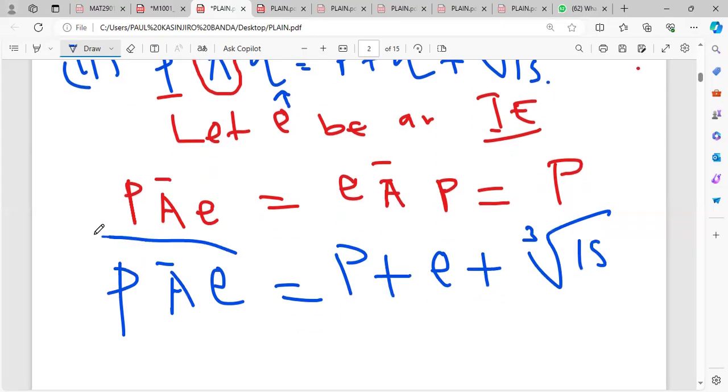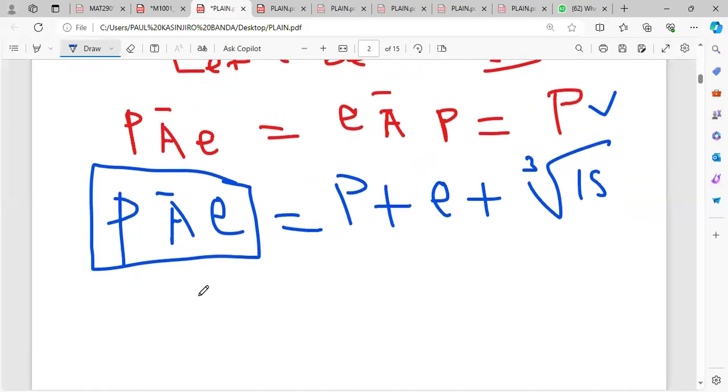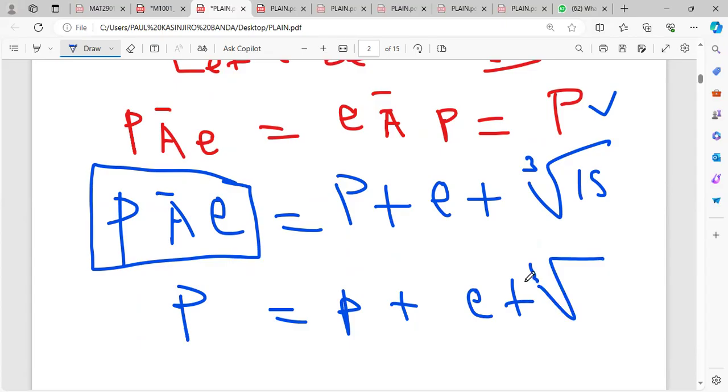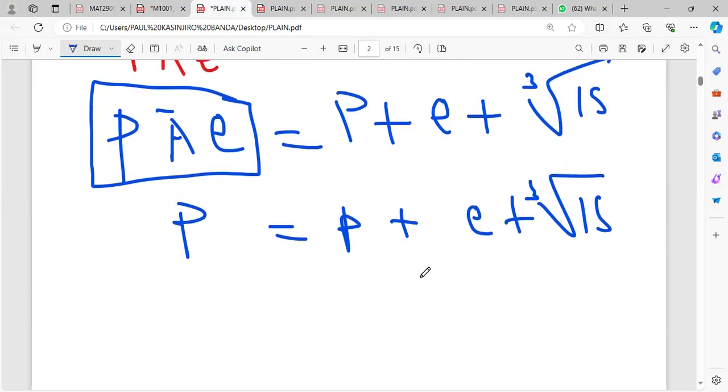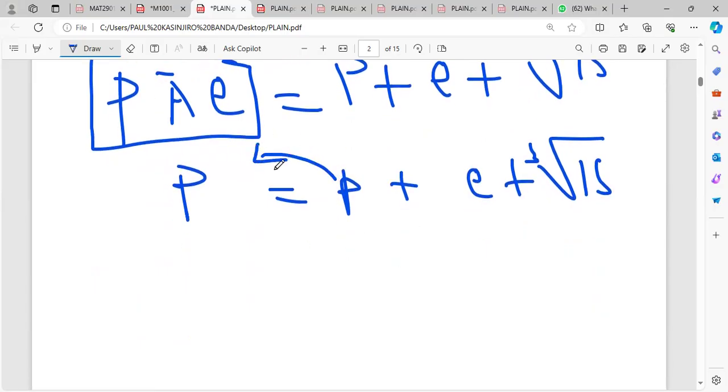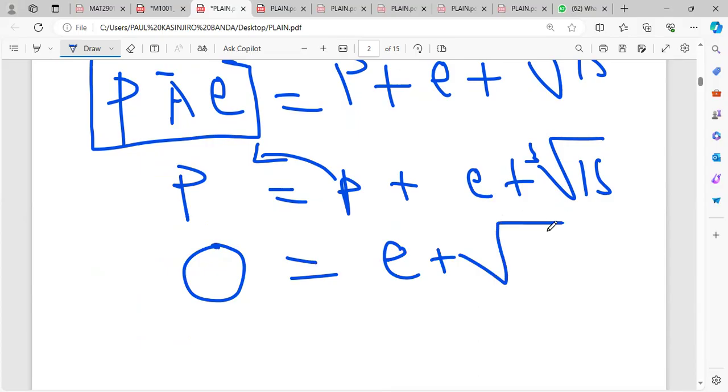Okay, but we know that this guy here is just equal to P. So here I'm going to replace it: P is equal to P plus E plus the cube root of 15. So this is what we have now. We can take the P to the other side. When we take the P to the other side, it will be P minus P, which is 0. So here we have 0 is equal to E plus the cube root of 15.